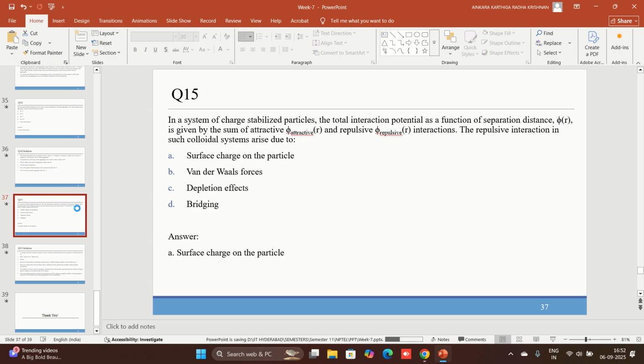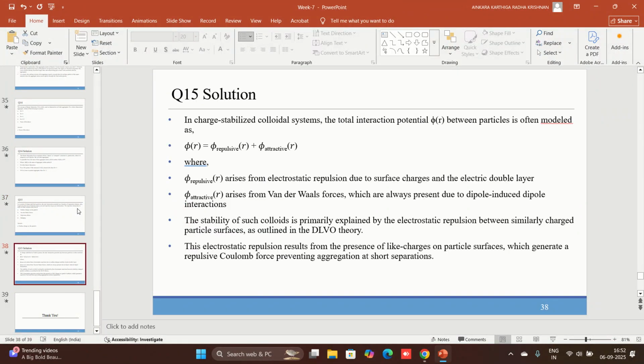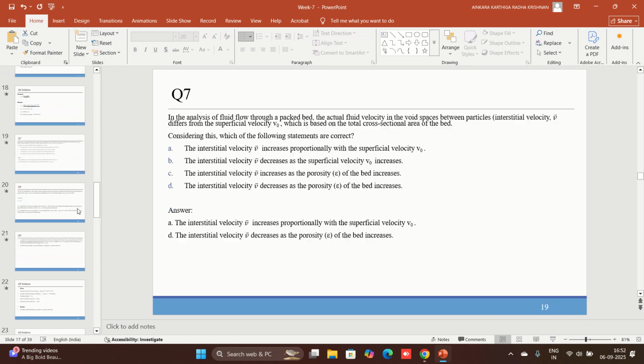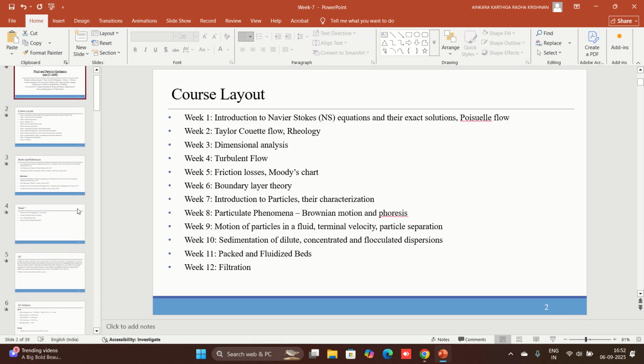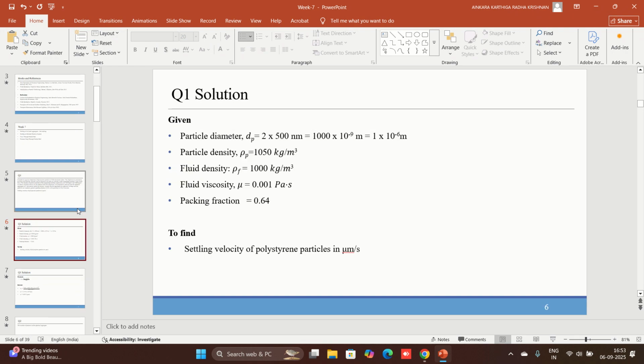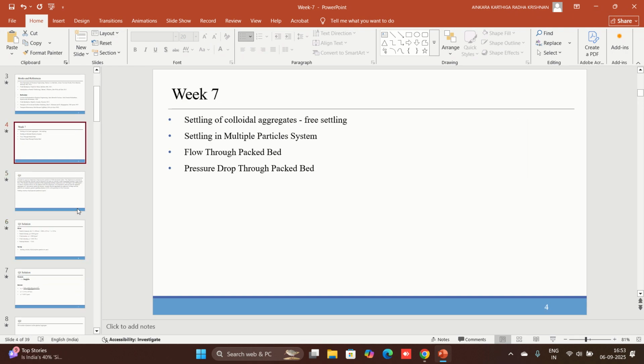That's all for today's session. If there are any doubts, we can discuss, or I'll give you a quick recap of what we saw. In today's class, we saw settling of colloidal aggregates, hindered settling, and flow through packed bed. So rather than going through problems, I'll give you a quick recap.